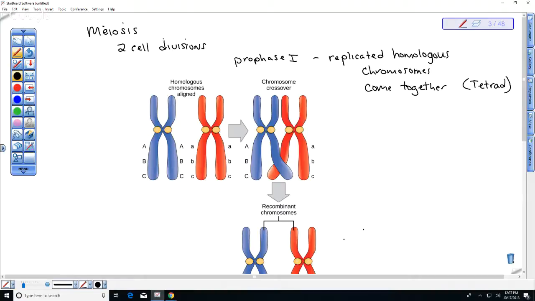And then something really interesting happens. This does not happen during mitosis, and it actually doesn't happen between the X and the Y chromosomes. It only happens between the non-sex chromosomes, and it is called crossing over. So notice that my chromosomes have crossed over, and this allows for exchange of genetic material between chromosomes.